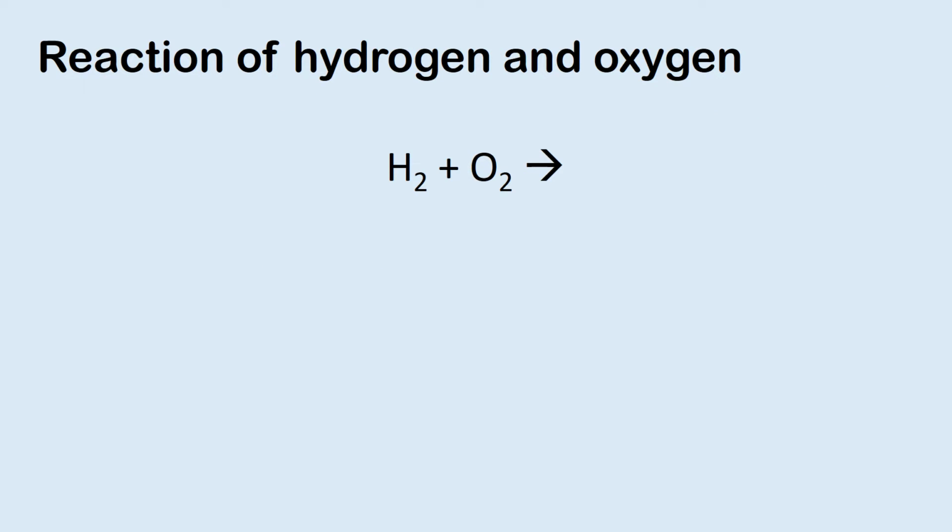Right, so first up, the example we're going to use is a reaction between hydrogen and oxygen. So hydrogen is diatomic, so H2 means there are two hydrogen atoms joined together. Oxygen is also diatomic, so O2, two oxygen atoms joined together. So first job, see if you can predict what you think you might make in that reaction.